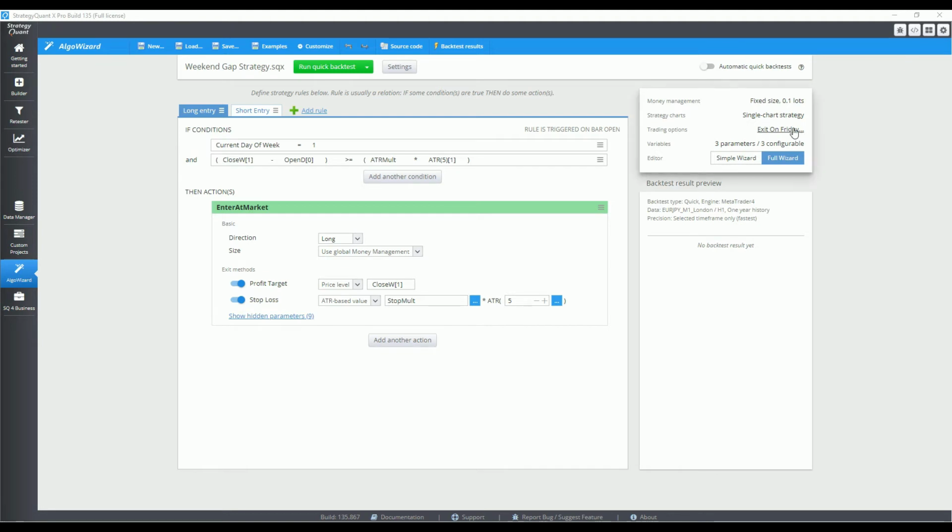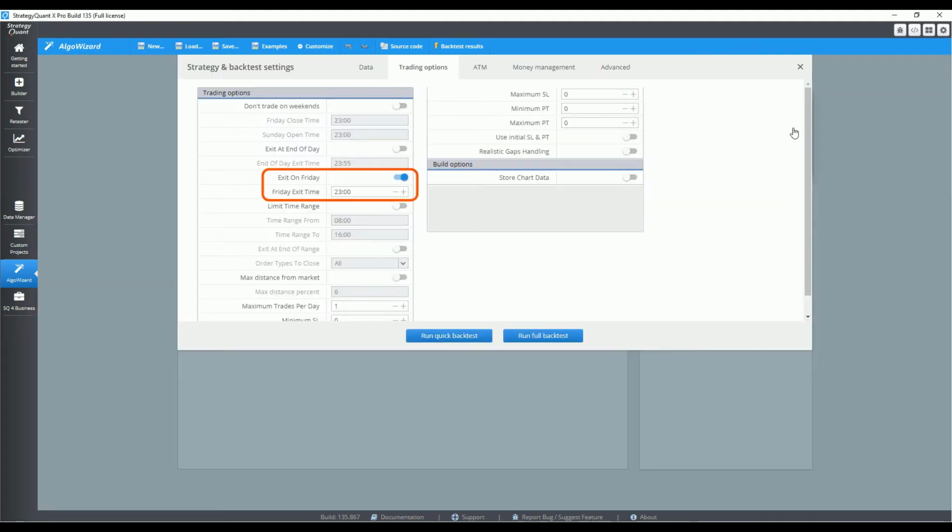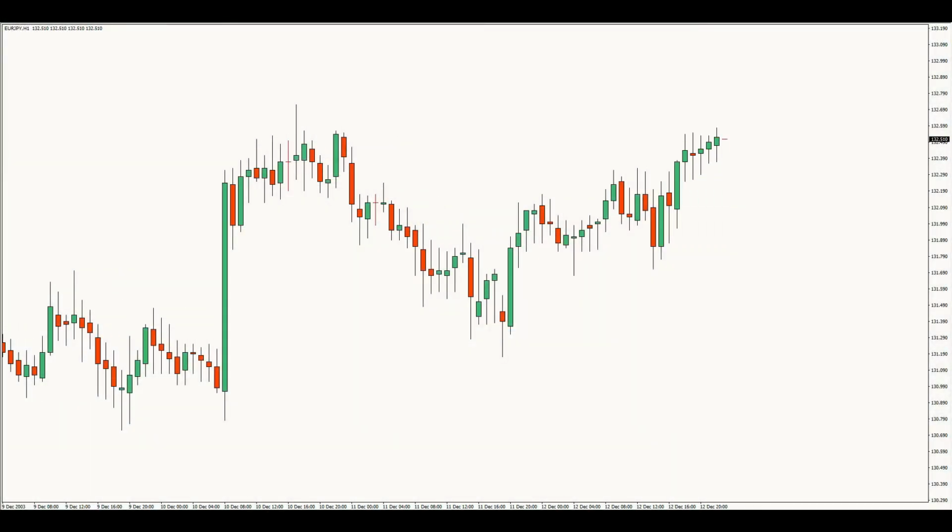Lastly, to limit market exposure, I'll exit the market on Friday at 2300 hours. The gap reversal, if successful, should have been completed by then. Since I'm only going to fade the weekend gap once, I'll set my maximum trades per day to 1. That's it for programming. This is an example of a successful trade.